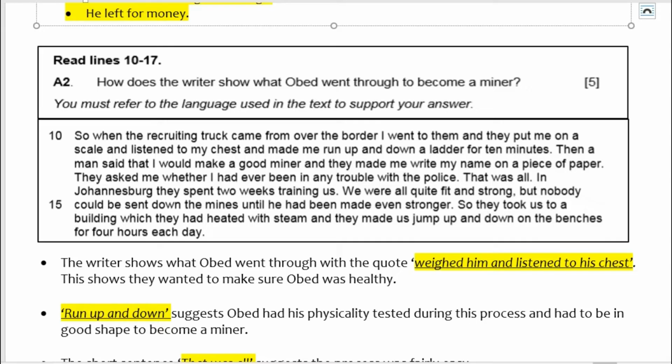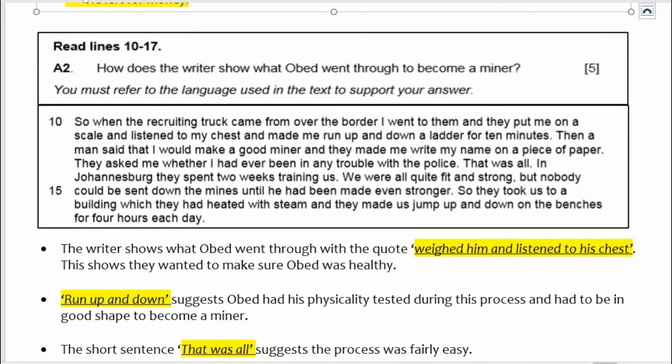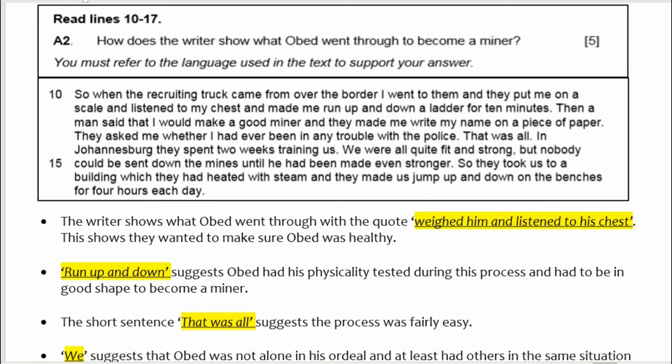So again, I'm not going to waste time reading the extract, I'm just going to show you the answers. The writer shows what Obed went through with the quote, "weighed him and listened to his chest." This shows they wanted to make sure he was healthy for the mines. "They made him run up and down." This suggests Obed had physicality tests during this process and he had to be in good shape to become a miner.